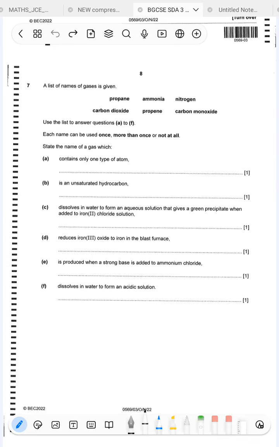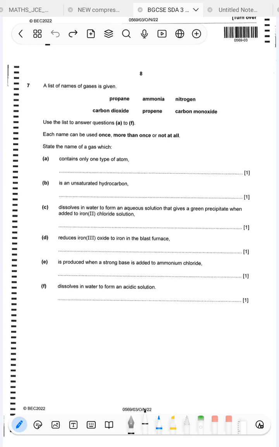So the first question, like I said, a list of names of gases is given. We have propane, ammonia, nitrogen, carbon dioxide, propene, and carbon monoxide. The instruction says use the list to answer questions A to F. Each name can be used once, more than once, or not at all. State the name of the gas which, let's start with the first one, A, contains only one type of atom. Contains only one type of atom.